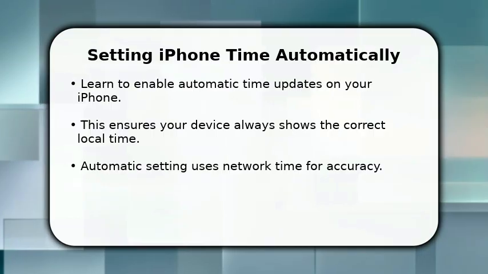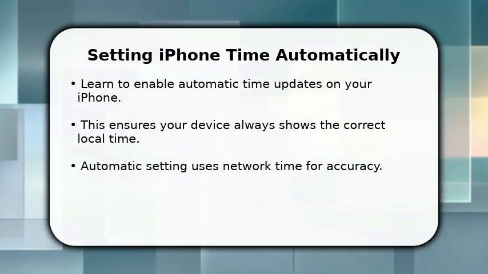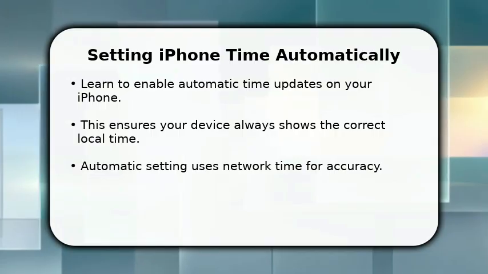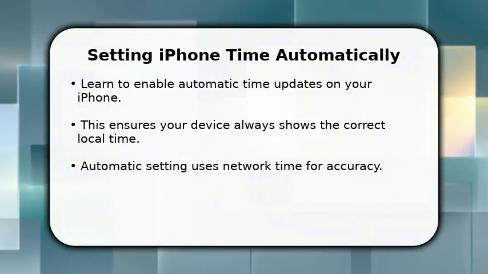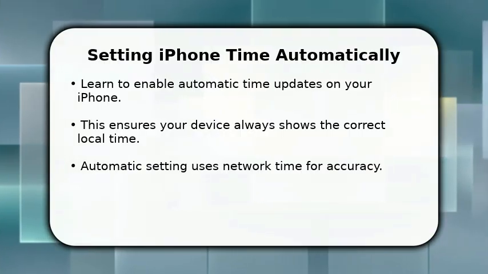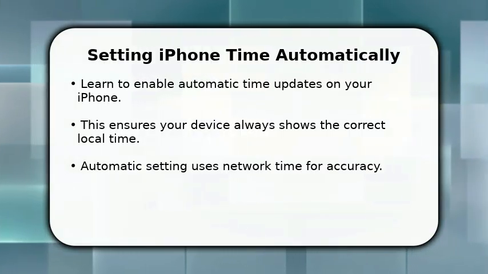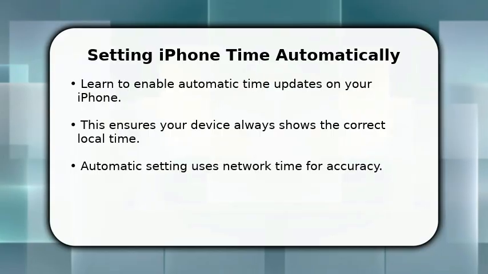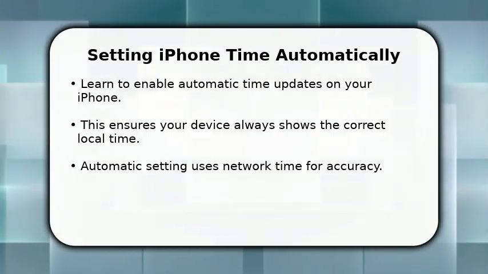You'll see a toggle labeled Set Automatically. Make sure this toggle is switched on. This allows your iPhone to automatically update its time based on your network provider, ensuring it's always accurate, even when you travel across different time zones. It's the easiest way to keep your clock precise.